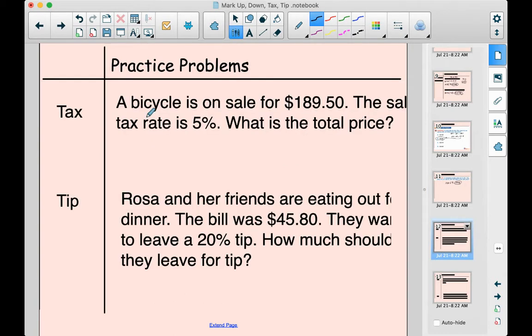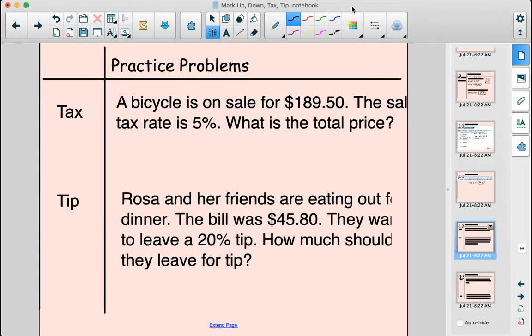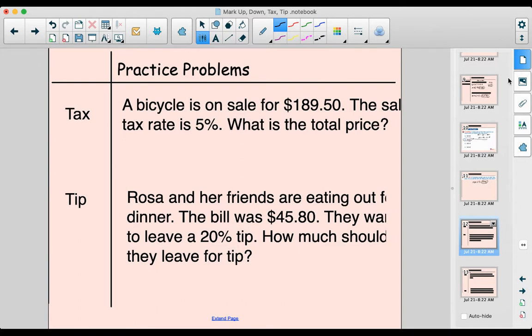All right, so last slide here. I'll do the tax one, then I'll have you do the tip one. Okay, it's the same kind of idea. So here's a case where, again, these are both going to increase our price. Okay, so tax and tip are both added on to the price. Okay, so if a bicycle is on sale for $189.50, the sales tax rate is 5%. What is the total price?